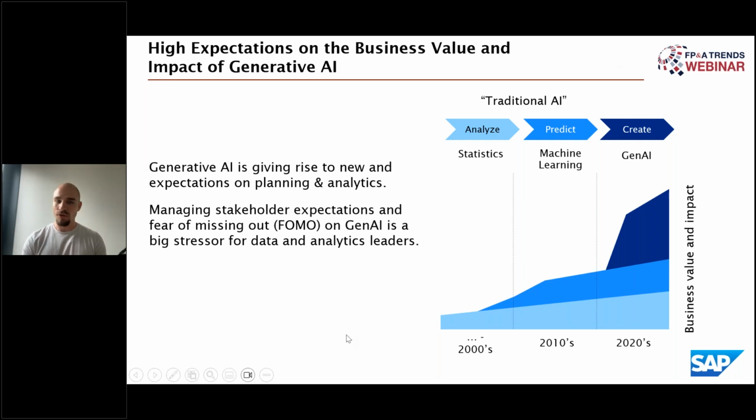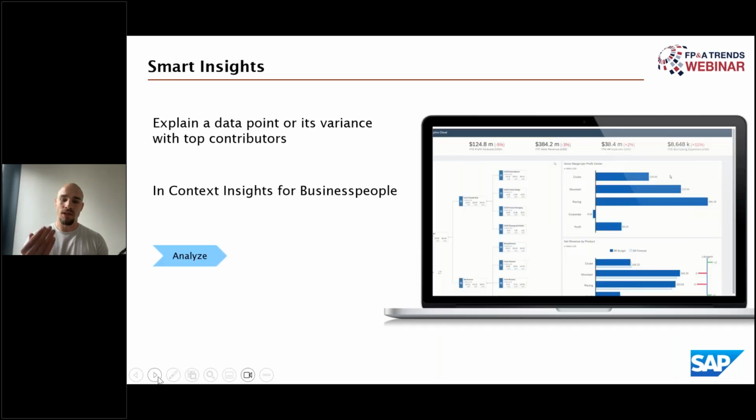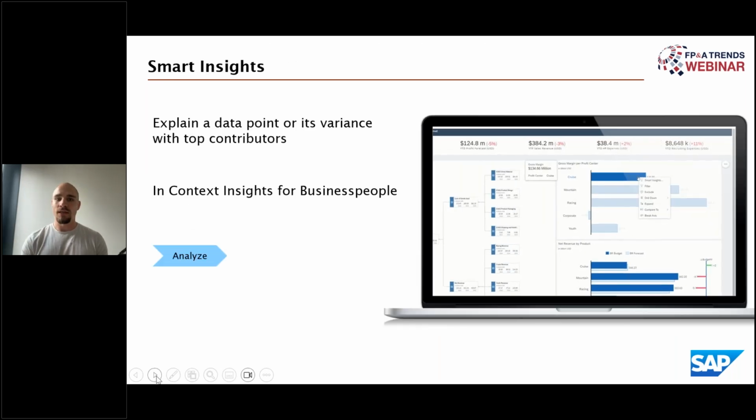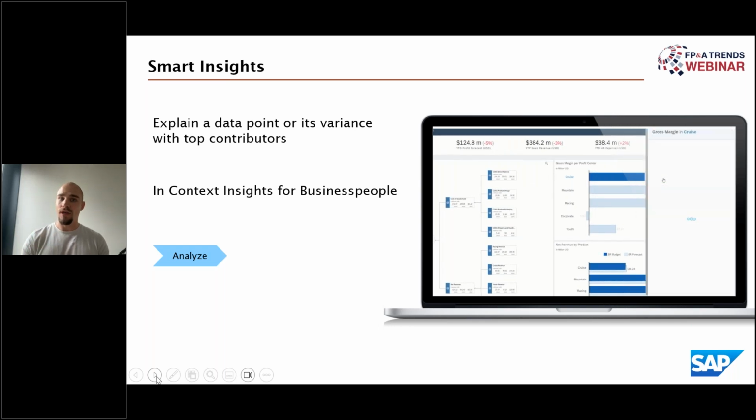And I think to go through that, it is relevant to go through the different steps through which one might look at AI. So let's call it traditional AI, where we have analyze and then predict, and then we get to create, and how that will then help actually generative AI. So starting with analyze, this is something that software vendors have been putting in their products for quite a while.